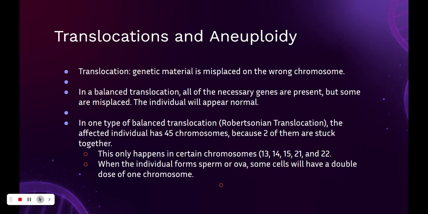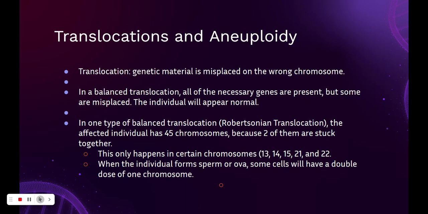Now, trisomy 13 is sometimes compatible with life, and so is trisomy 21. These others, 14, 15, and 22, are not compatible with life. But when this individual with the balanced Robertsonian translocation has these stuck together chromosomes, and their egg or sperm cells divide and become mature sperm or ova, some of those cells will have a double dose of a chromosome because they will reproduce.